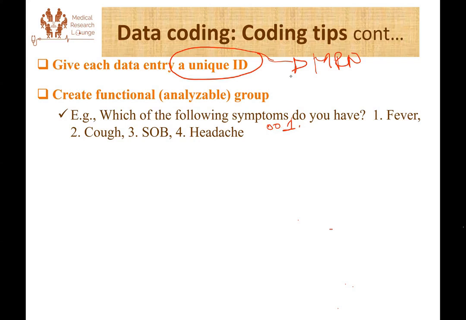What's the code that I should give? Yes, 1, right? So what if the second patient has shortness of breath? What's the proper code? 3, great. So the third patient has cough and shortness of breath. What's the code that I should feed into my software? The patient has cough and shortness of breath. So, 2 and 3.